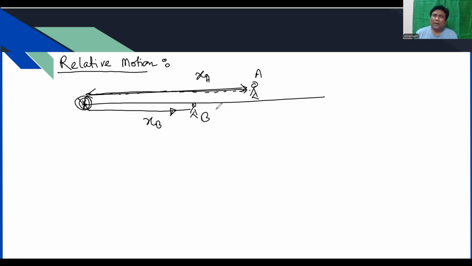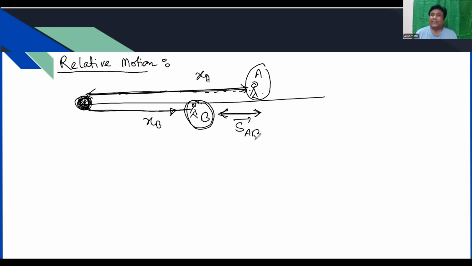But think of B. Say B is observing A. Initially, B was at this position only. If B was at this position, then with respect to B, A's displacement is XA. But in the meantime, B is also coming to this position. So for B, A is advancing by this much length only. Simply, this is called relative displacement. This gap is nothing but the displacement of A as seen by B.